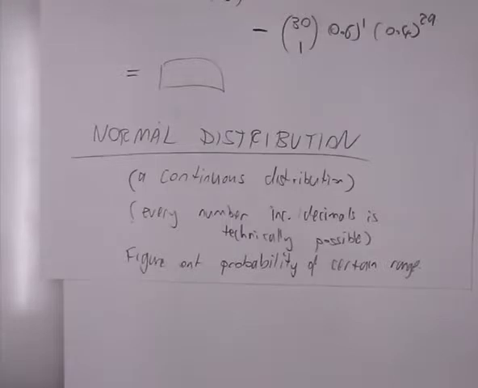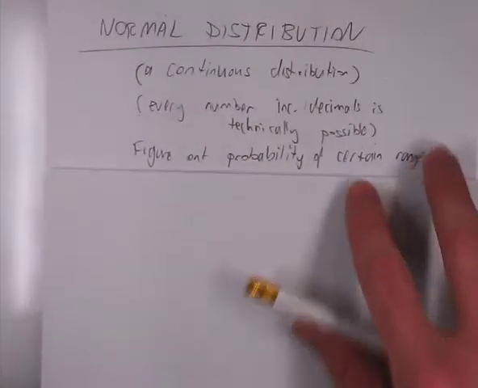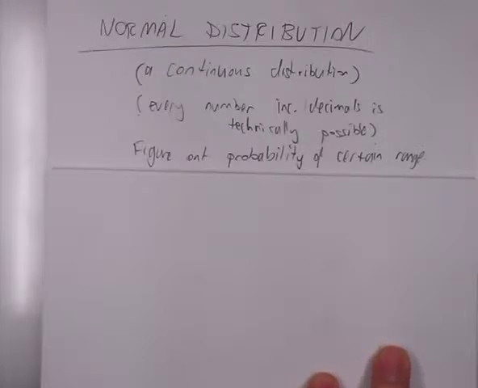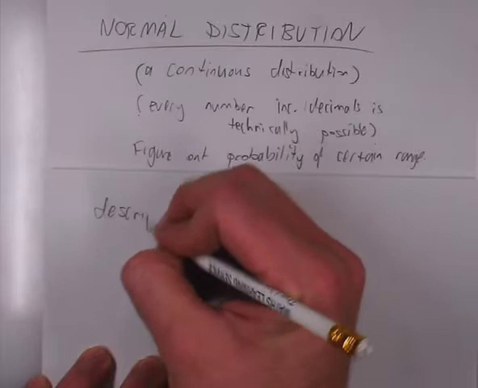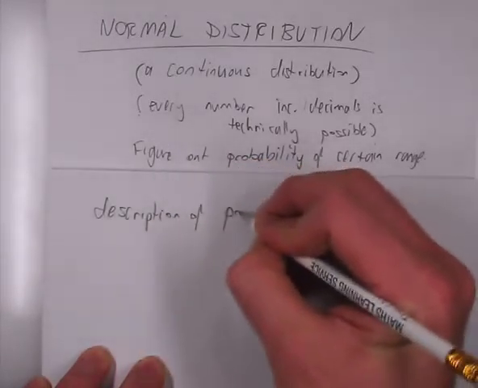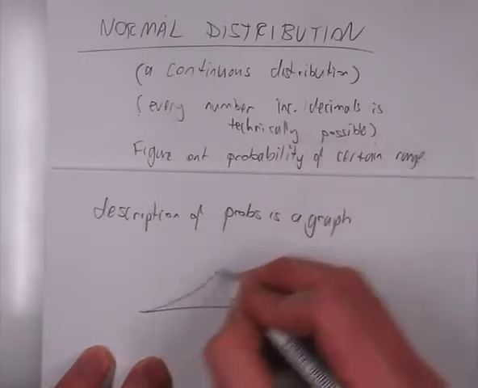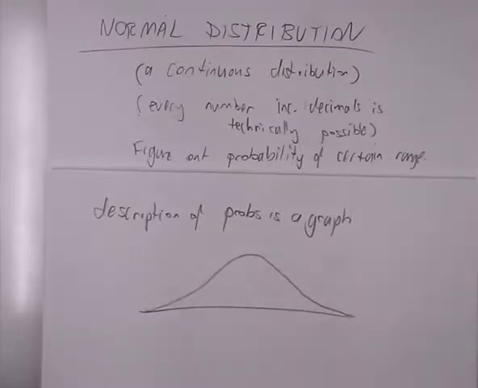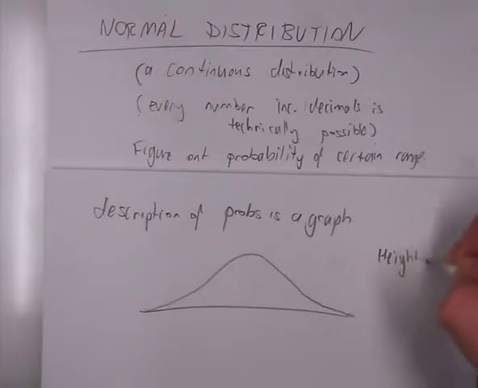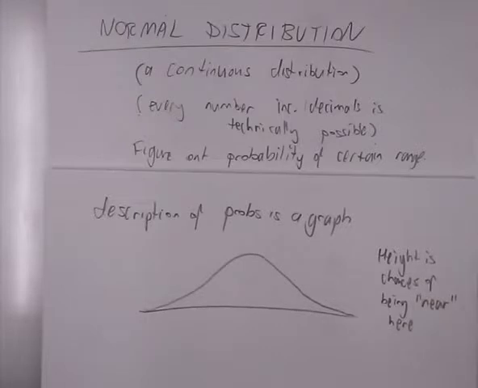So the way the normal distribution works is instead of having a table or a formula to describe what the probabilities are, there is a graph. So the description of the probabilities is a graph, that looks something like that. In a normal distribution, this height tells you how likely it is to be near that spot, the chances of being near that spot.